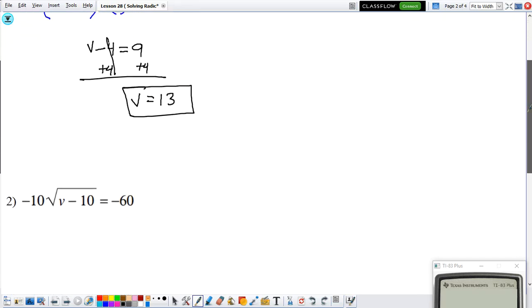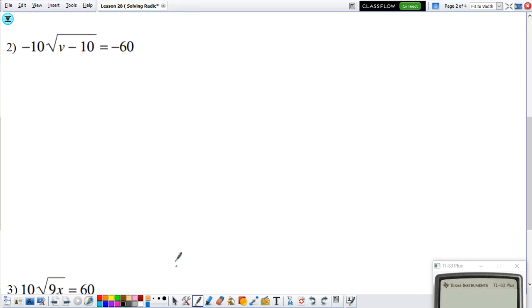Now, let's look at example 2. It might not be that simple, because now notice that in example 2, the square root is not alone. We have this negative 10 in front, and this negative 10 is multiplied. So our first step is to make the square root alone, or to isolate it. Somehow I need to eliminate that negative 10. Like we said, this negative 10 was multiplied, so we do the opposite to cancel it out. So we divide both sides by negative 10.